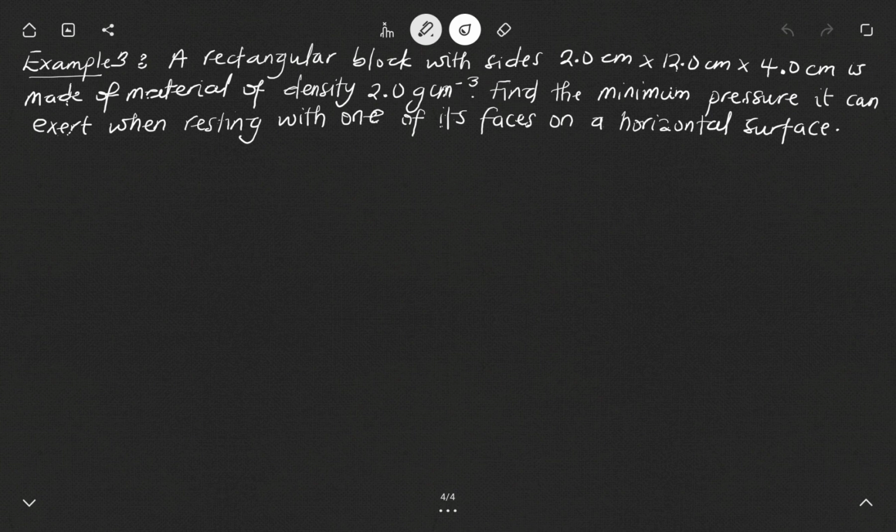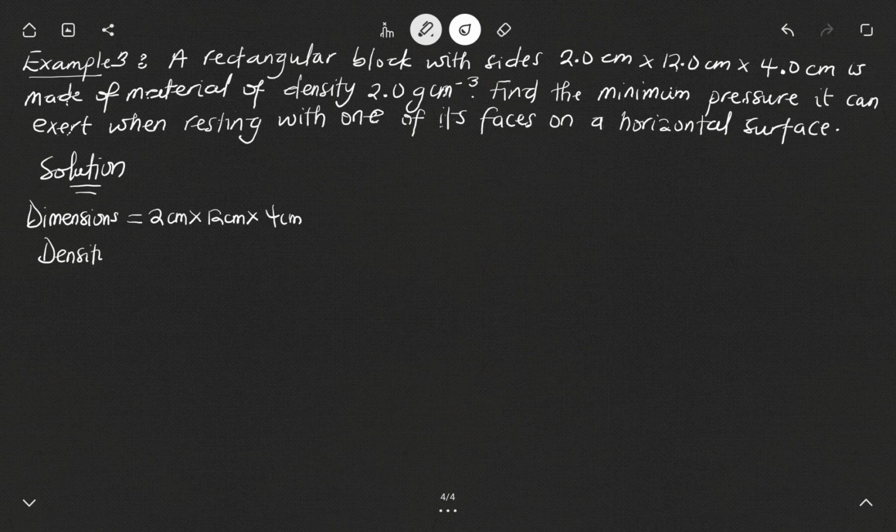All right, so let's have a look at the solution to this problem. Now we have a rectangular block with dimensions, so let's write down our dimensions. So our dimensions are 20 centimeters by 12 centimeters by 4 centimeters. And then we're told that it was made of a material with density. So the density, represented by rho, is equal to 2.0 grams per cm cube. We have to find the minimum pressure it can exert.